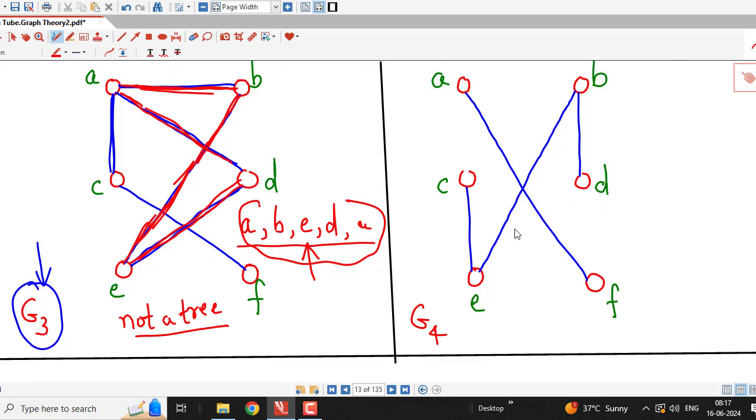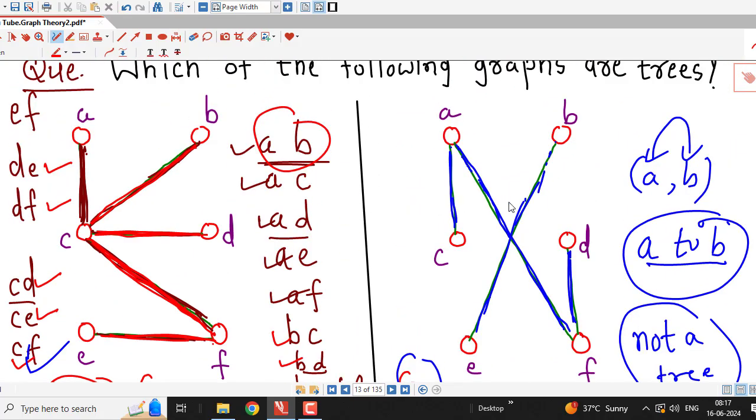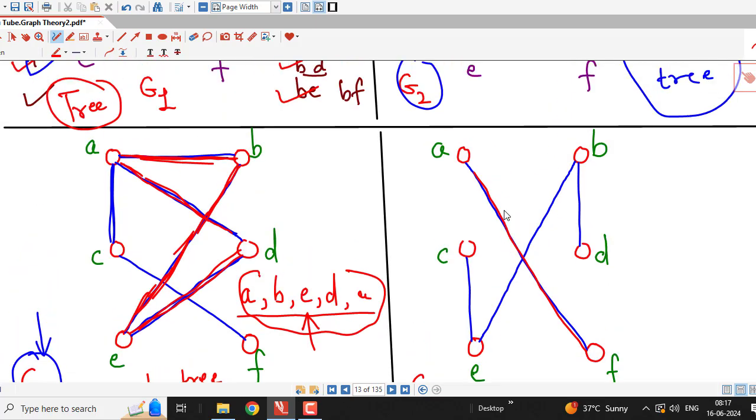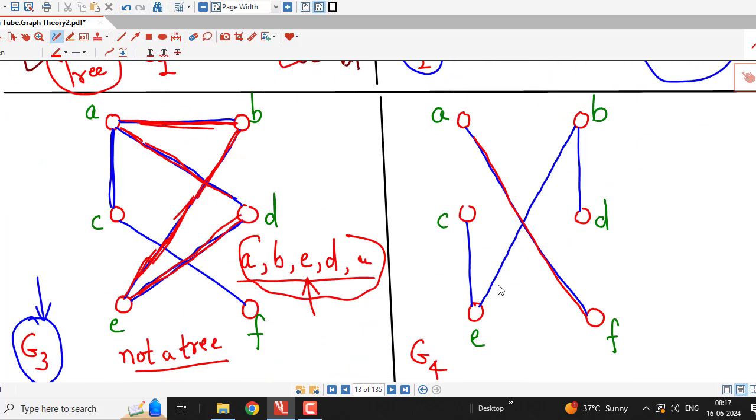What about G4? So here also we can see that from A to B there is no path. If we go along this and along this, then it is not connected. So let me check whether these two are the same or not. These two paths are different. Here there is no edge from C to E. Here there is an edge from C to E.